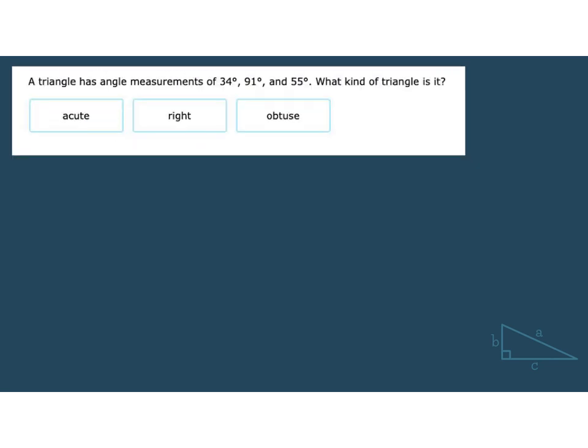Let's do another one. A triangle has angle measures of 34, 91, and 55. What kind of triangle is it? We're going to draw a picture, and we're going to have 34, 55, and 91. Now, this one is kind of confusing because if we look at this corner right here, it does kind of look like the corner of our screen, right?